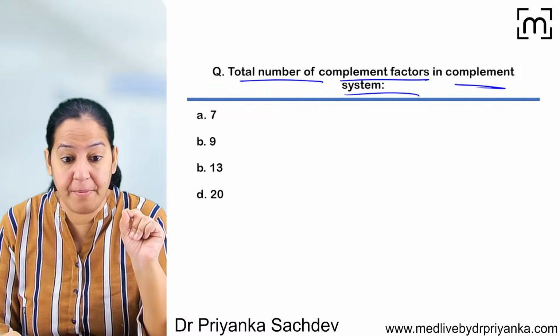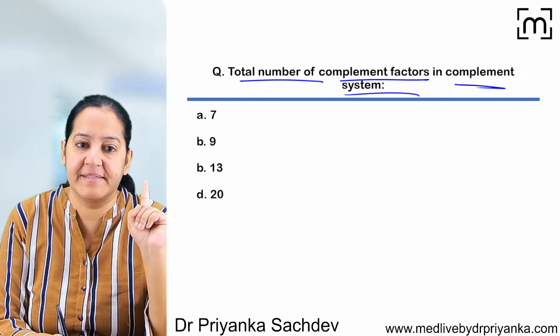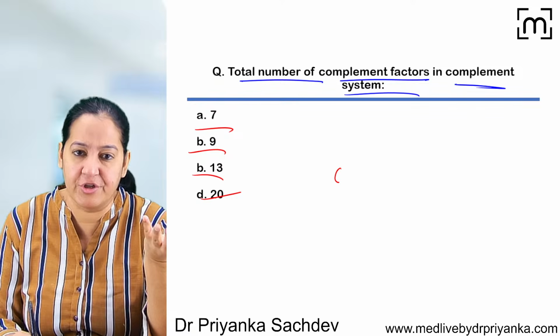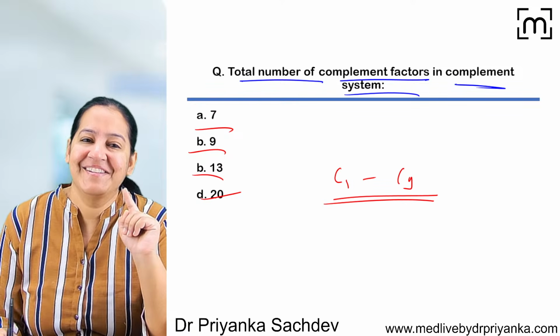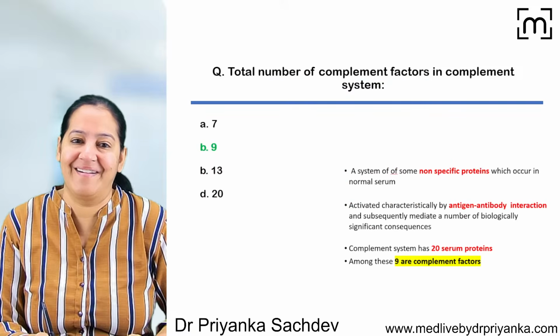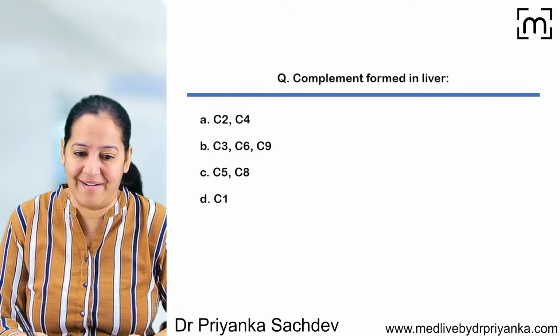Tell me the total number of complement factors in the complement system. Is it 7, 9, 13 or 20? Very easy question. We know C1 to C9, so the correct answer is 9. Total are 9, C1 to C9.